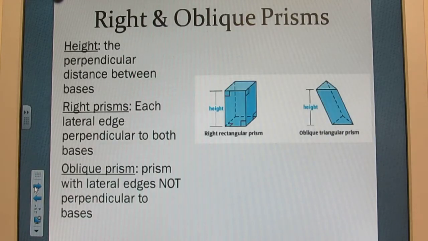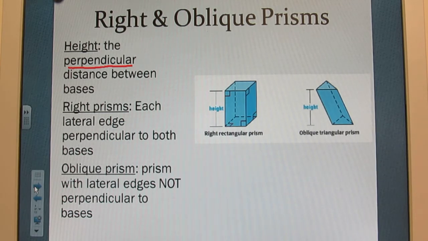So we actually have two different types of prisms. We have right prisms and oblique prisms. So just like when we were finding the area of a triangle, a parallelogram, a trapezoid, our height is always going to be perpendicular to our bases, except instead of being perpendicular to a line, they're now perpendicular to a plane because we're in 3D.